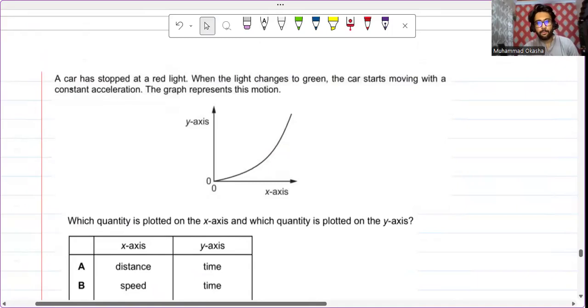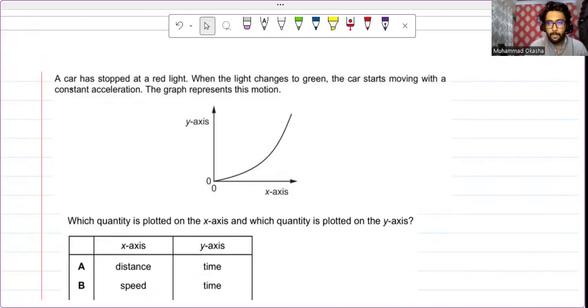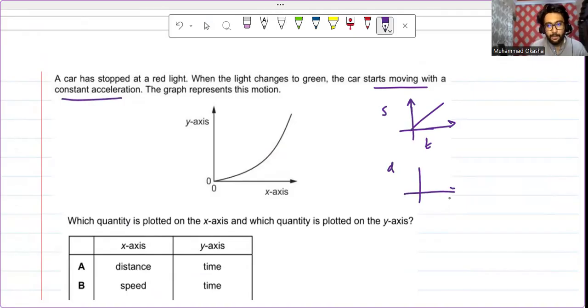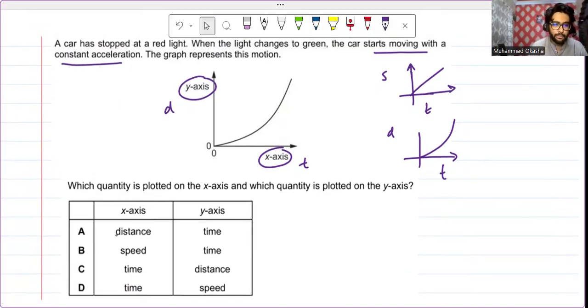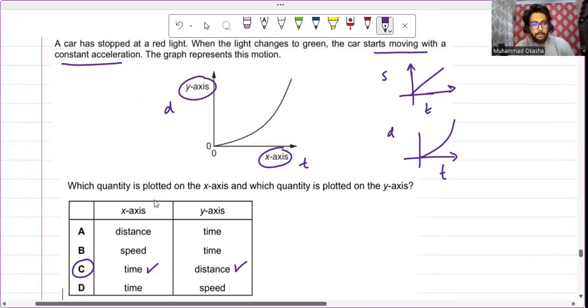A car has stopped at a red light. When the light changes to green, the car starts moving with a constant acceleration. So on a speed time graph, constant acceleration looks like this. But on a distance time graph, constant acceleration looks like this, right? So this is definitely a distance time graph. On the y-axis, there should be distance. On the x-axis, there should be time. The answer should be C.